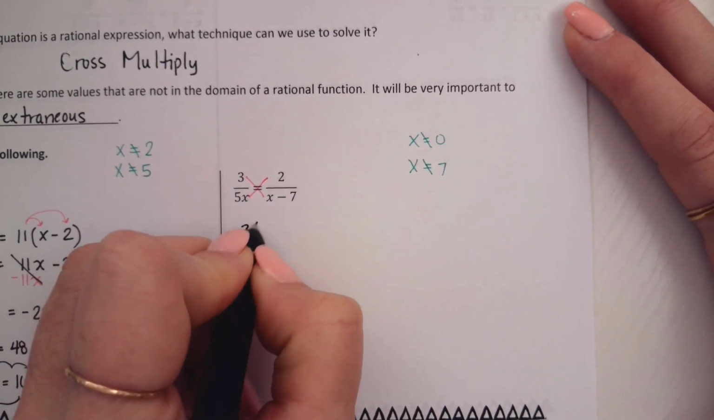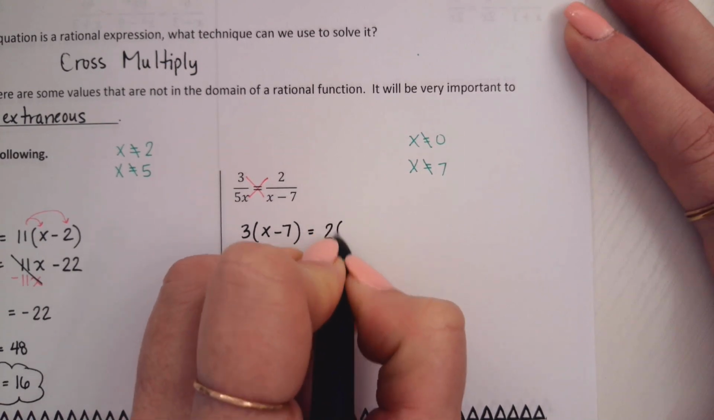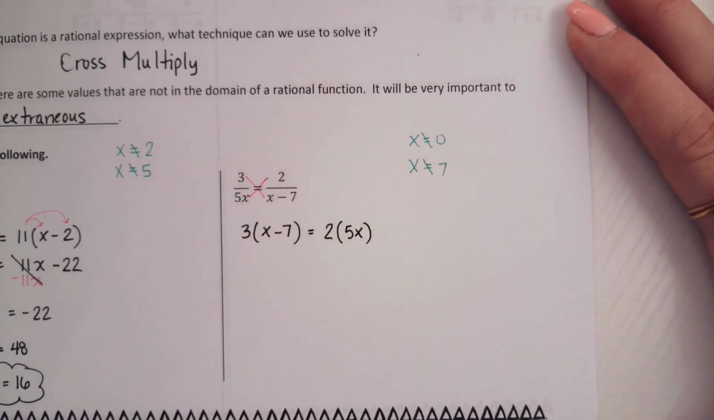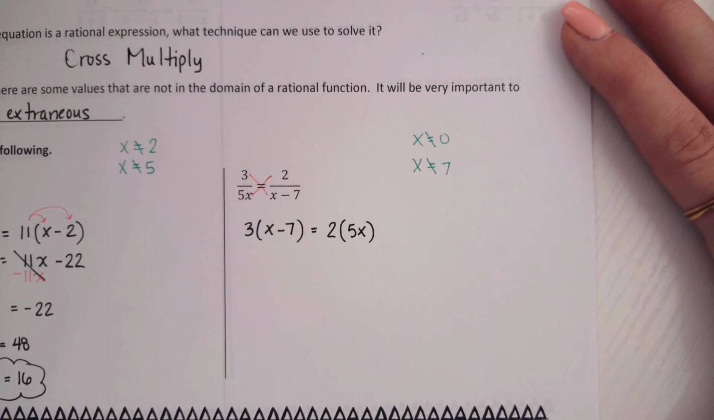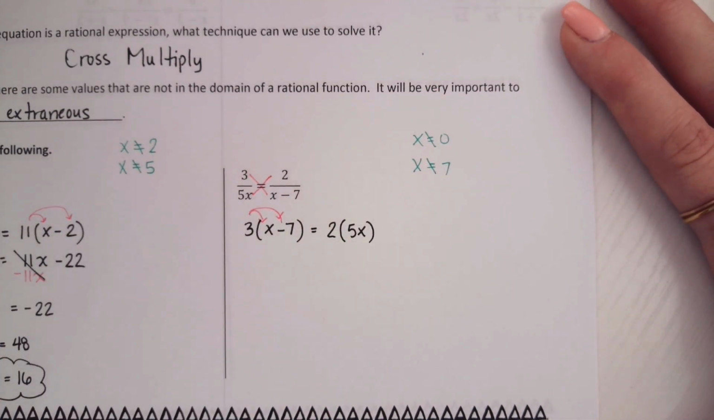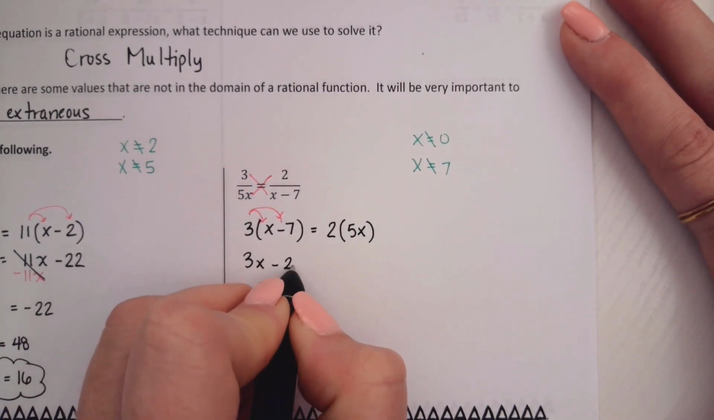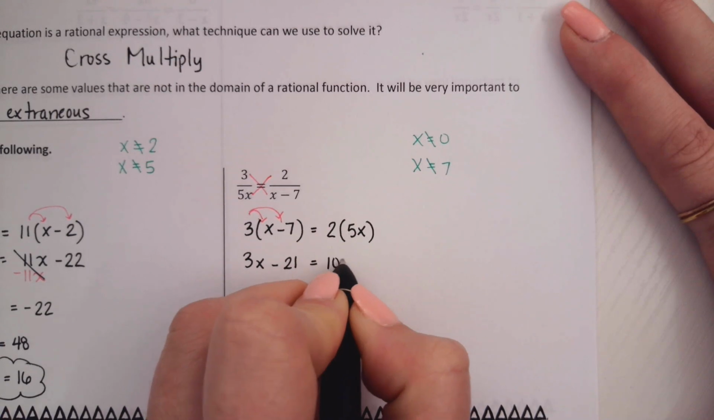So we'll get 3 times x minus 7 equals 2 times 5x. You only have to distribute on the left. On the right, you just have to multiply. So 3x minus 21 equals 10x.